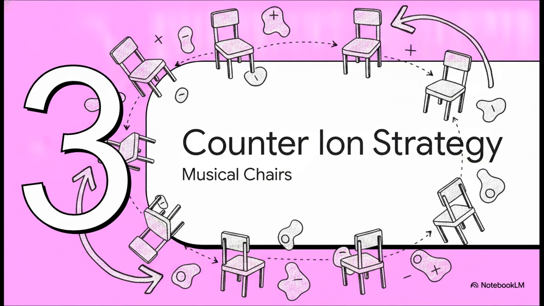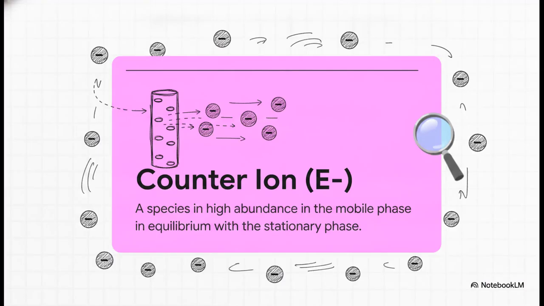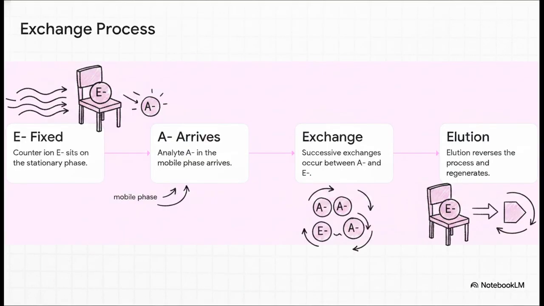Section 3. The counter-ion strategy. To really grasp how these ions move and interact during this microscopic battle, we need to picture a chemical game of musical chairs. Seriously, think of these counter-ions, designated as E-, as the players actively competing for the seats on the stationary phase. They are continuously pumped through the column in very high abundance within the mobile phase, which sets up a highly dynamic, ongoing equilibrium with the stationary phase. Let's actually see how this game of musical chairs plays out.